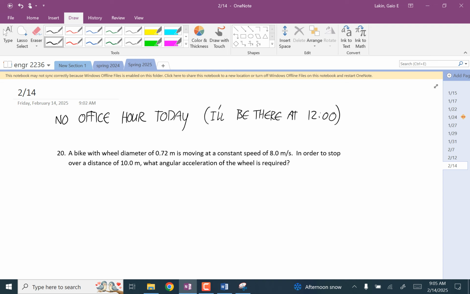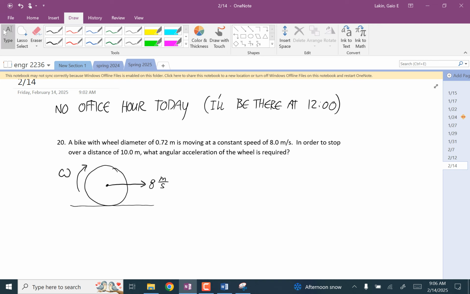Okay, so this bike wheel, it gives us the diameter. It's moving, so when it says it's moving at a constant speed of 8 meters per second, that means that the center is moving at 8 meters per second. So I'm going to set it up like this. So the velocity of the center is 8 meters per second. And it's constant, which means that this omega is constant. Well, I guess we could do it sort of two different ways.